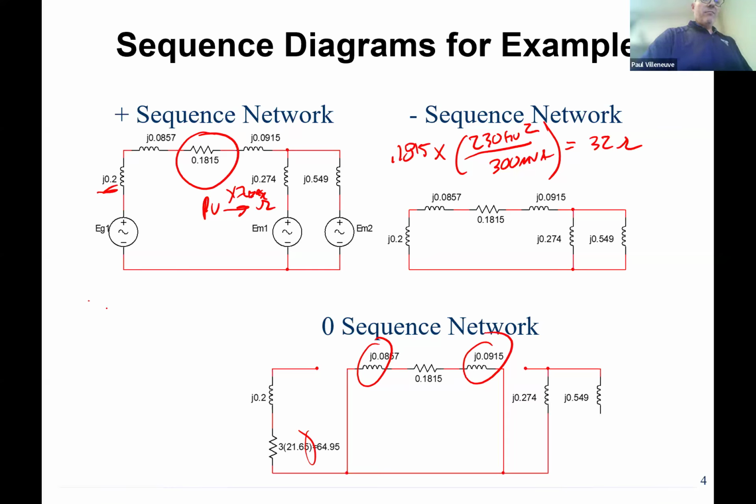So now you all can build Y bus for each of those diagrams. Or you should be able to. Well, you've got three buses, so Y bus is going to be 3 by 3, and you have to draw or create 3 Y buses. But this is not too complicated of a system, as you can see.